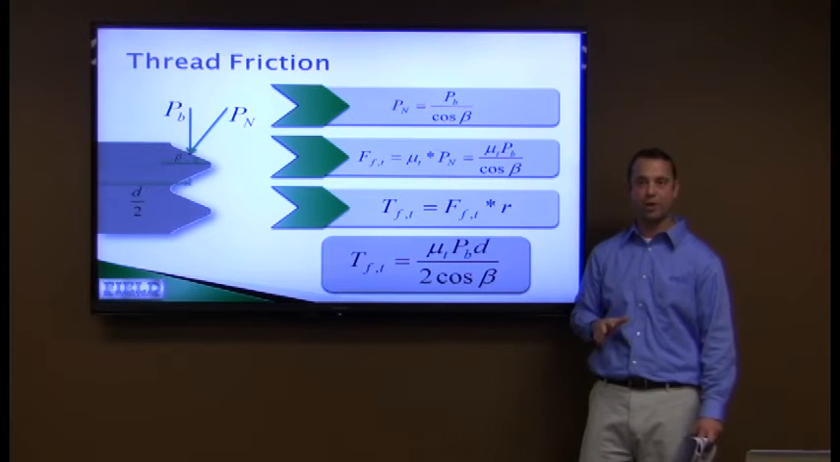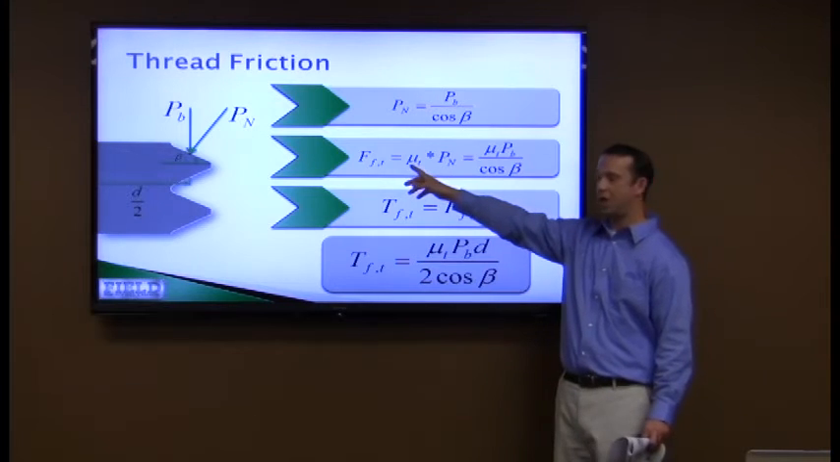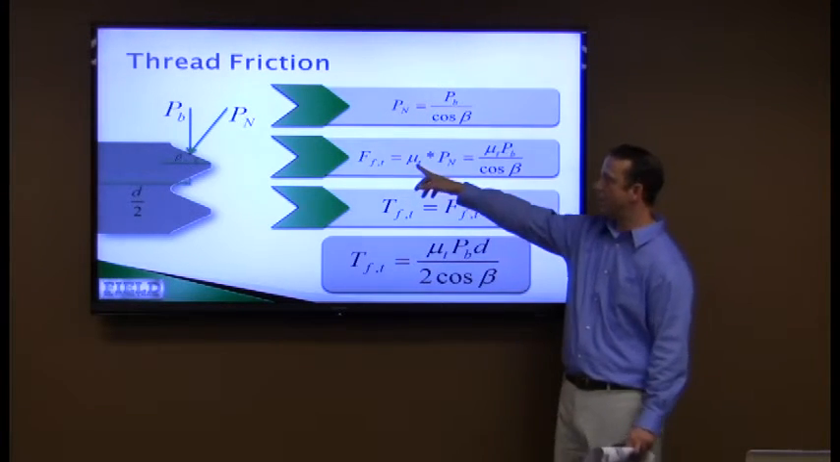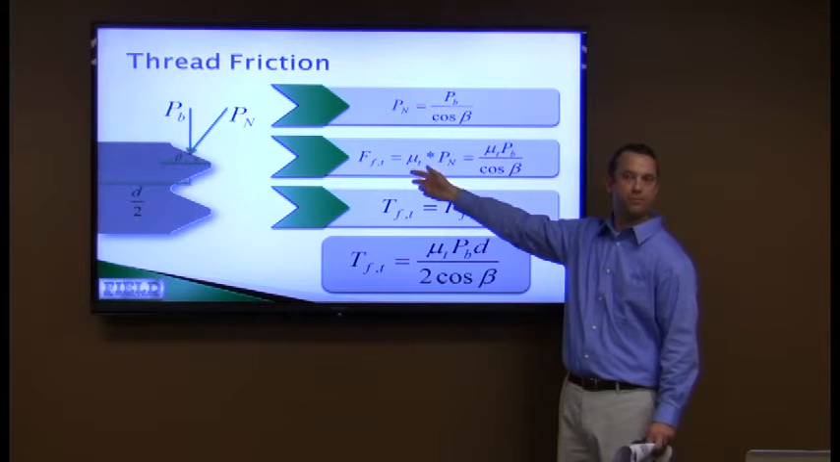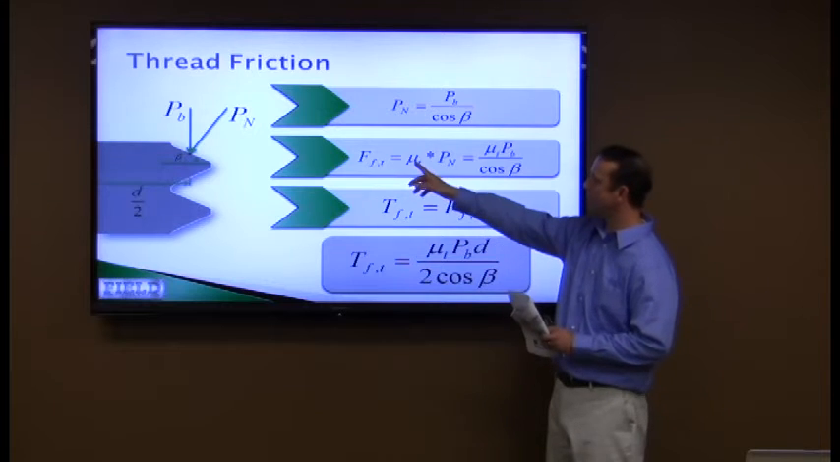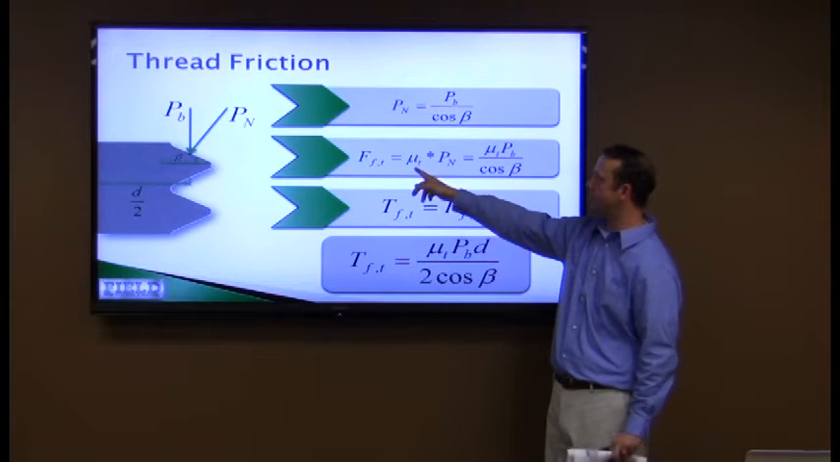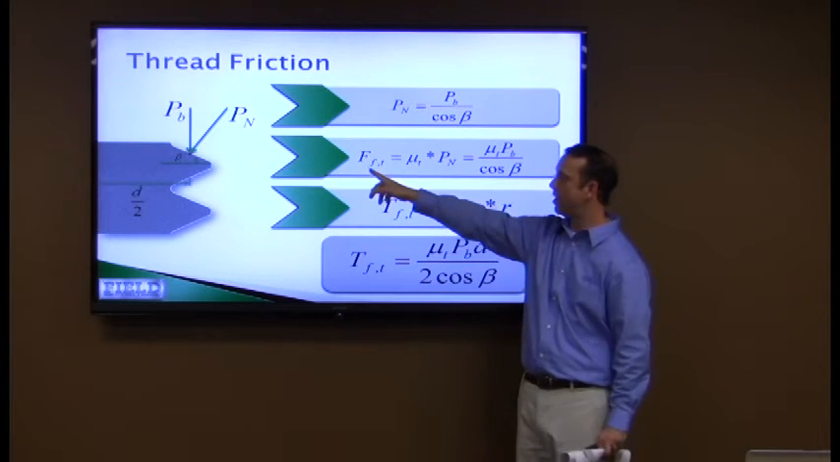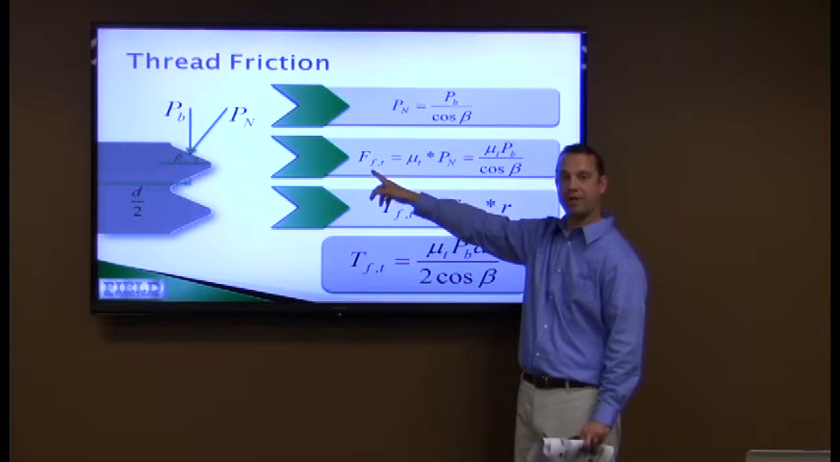If you've got a slippery joint with a lot of oil, you'd have a much different coefficient of friction than if you had a rusty bolt, where you'd have a lot more friction. So this variable here is determined generally from charts or from empirical testing. We multiply our coefficient of friction times our P sub n, which we just determined in the first formula, and that gives us the amount of force to overcome that thread friction.